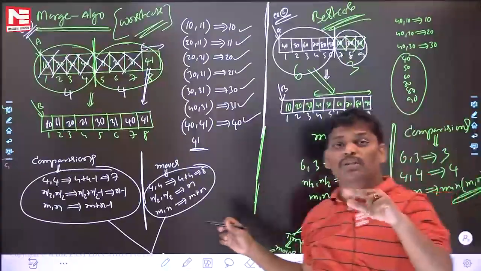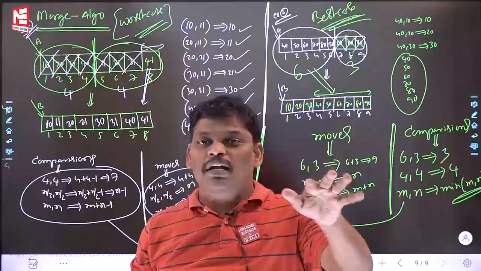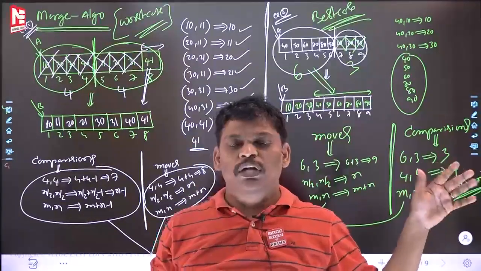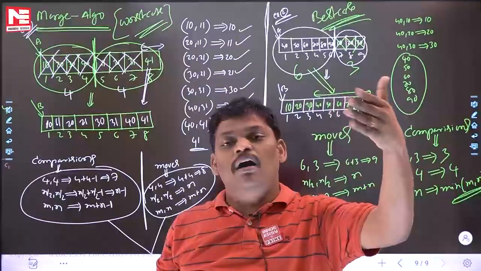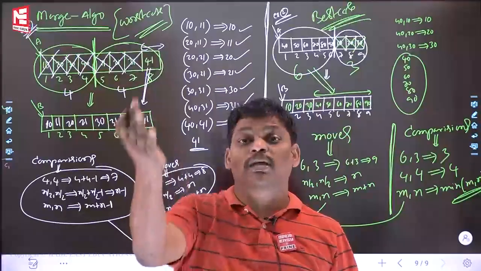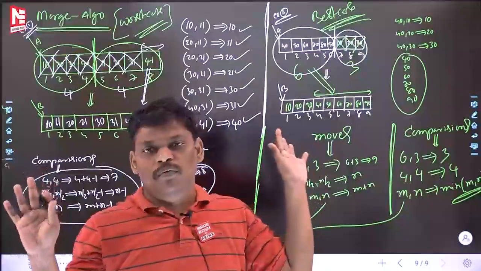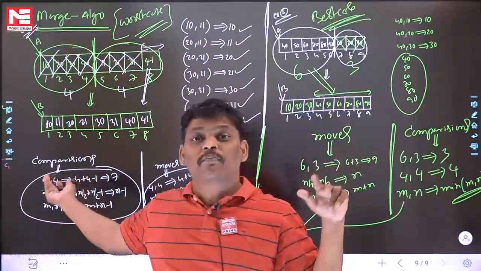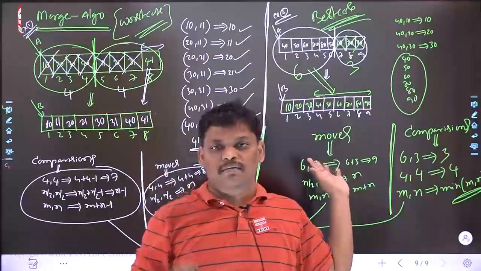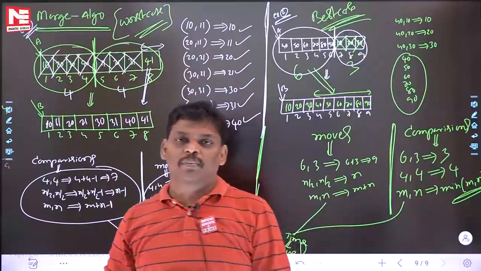Time complexity in both the cases same. Why? Moves are same. Whether you compare or not, everything should be moved from A to B. A contains n elements, right? All will be moved to B array. B also contains n elements. So, time complexity n moves. Best case also same. Comparisons you can save. Worst case comparisons are m plus n minus 1. But best case comparisons are minimum of m comma n. But time complexity is moves only, right? Both will be same time complexity.